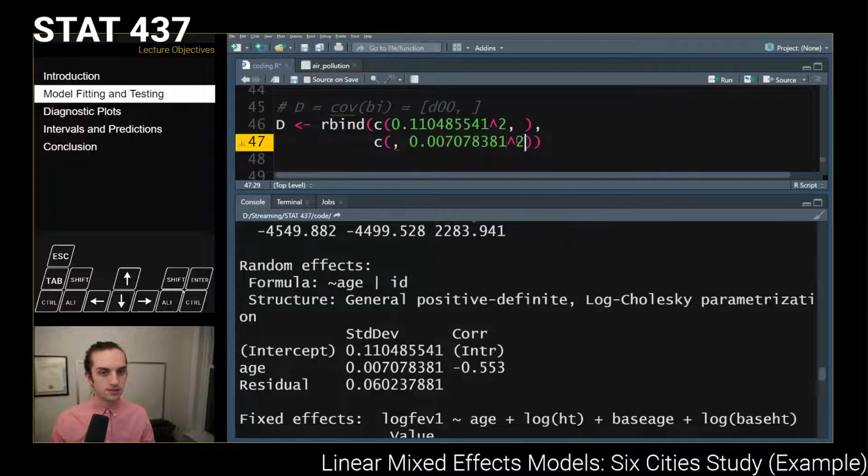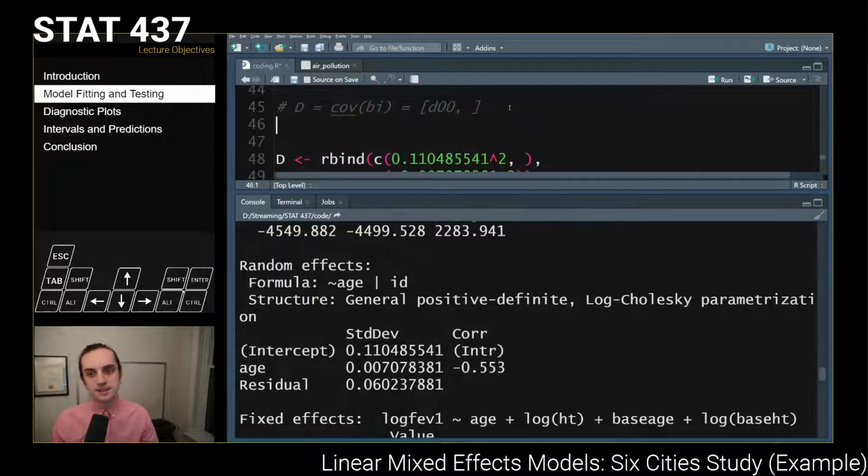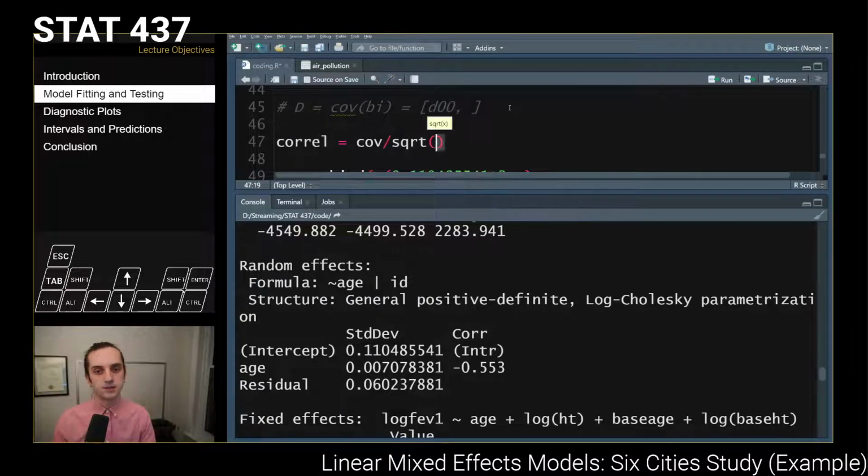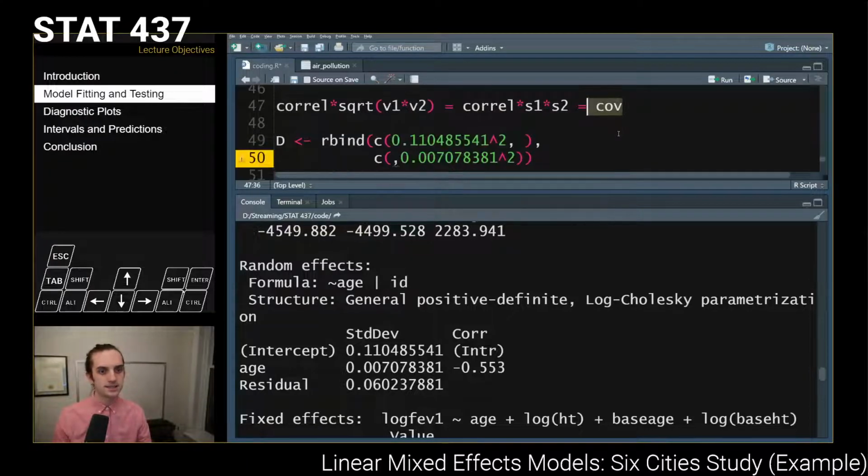So this is the standard deviation. If we square it, that gives us the estimated variance. So now we would need the covariance between the two. Now remember that the correlation, in general, is given by the covariance divided by the square root of variance 1 times variance 2. And by the same token, if we take the correlation and multiply by the square root of v1 times v2, which is the same thing as the correlation times the standard deviation of the first one times the standard deviation of the second one, that gives us this covariance.